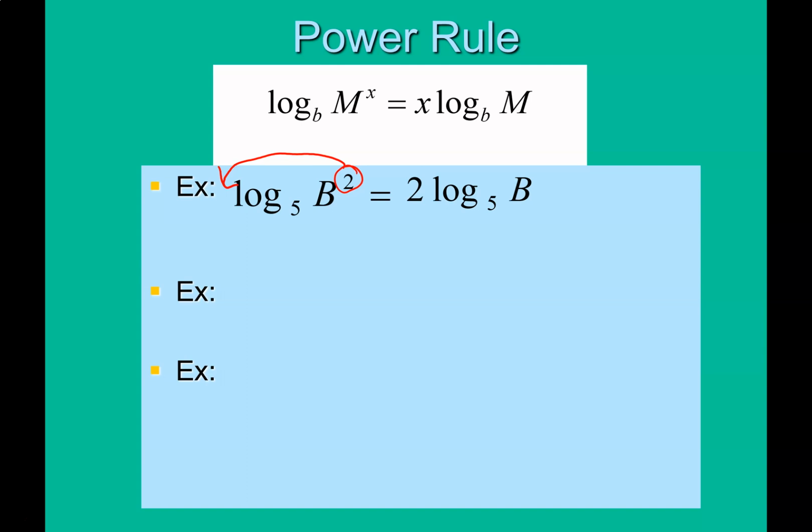Let's try another. Copy this one. Log base 2 of 5 to the x. The exponent's the x. Once more, you want to bring the exponent to the front. So when we expand it, when we make it bigger, it should be x times log base 2 of 5.